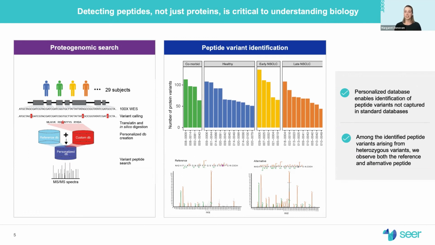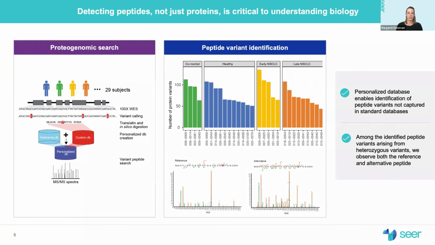Across these 29 subjects, after doing this personalized proteogenomic search, we identified hundreds of peptide variants. You can see in more detail the number of peptide variants we found across these 29 individuals. We also highlight an example where one individual had a heterozygous variant, for which in the mass spec data, we were able to identify both the reference and alternative peptide variant.